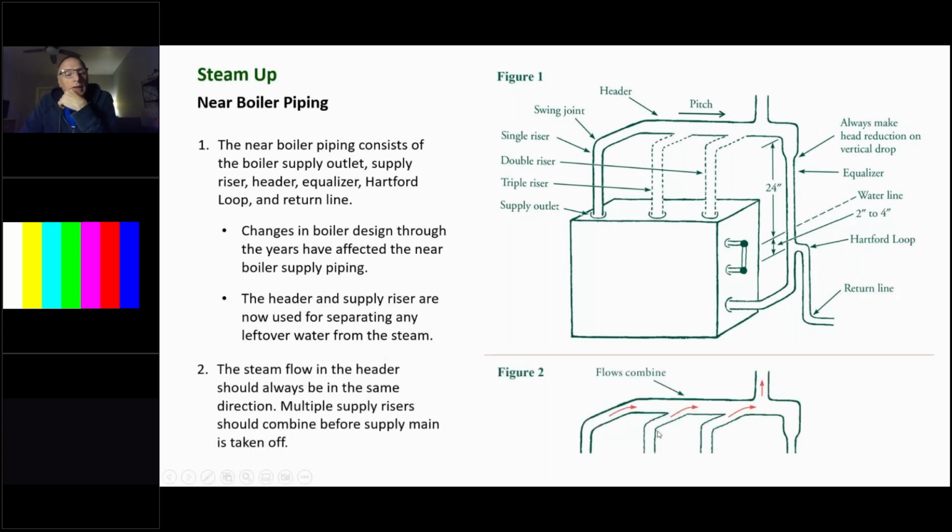So the steam flow in the header should always be in the same direction. Multiple supply risers should combine before the supply main is taken off. So we want to make sure that all the steam is flowing in one direction.